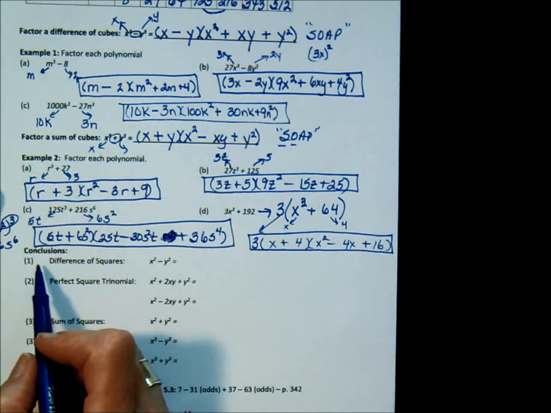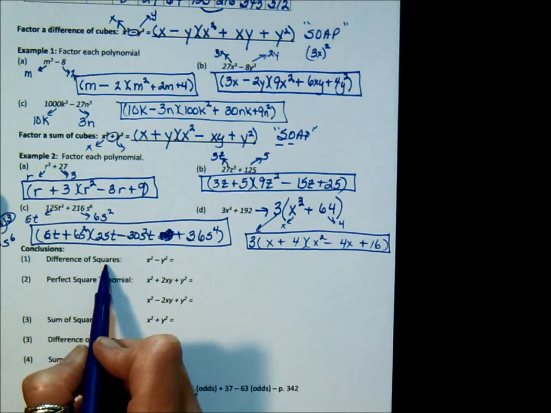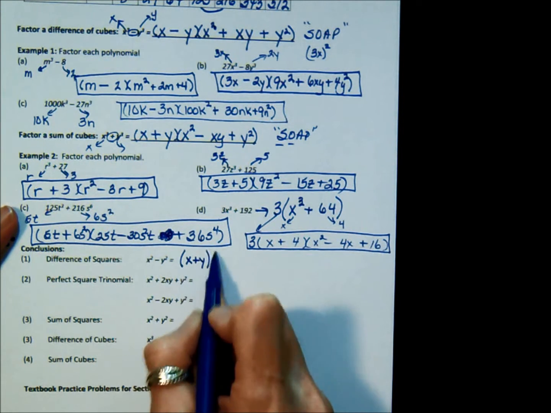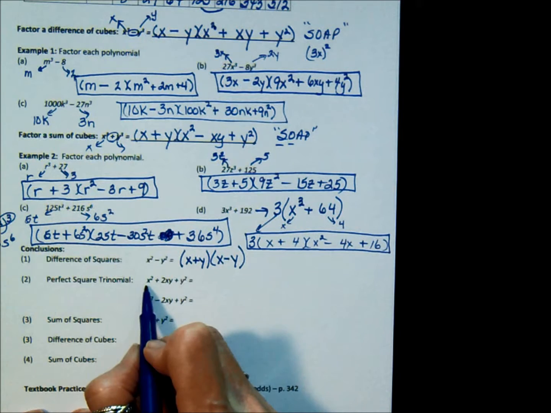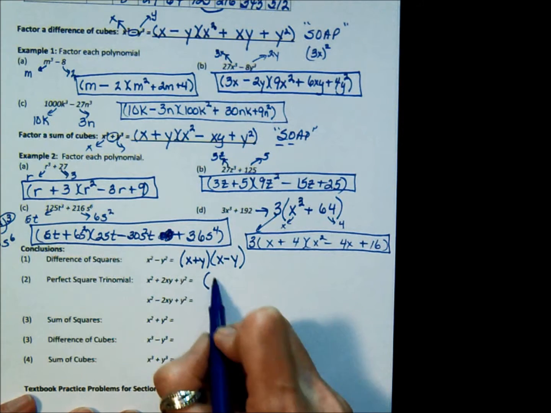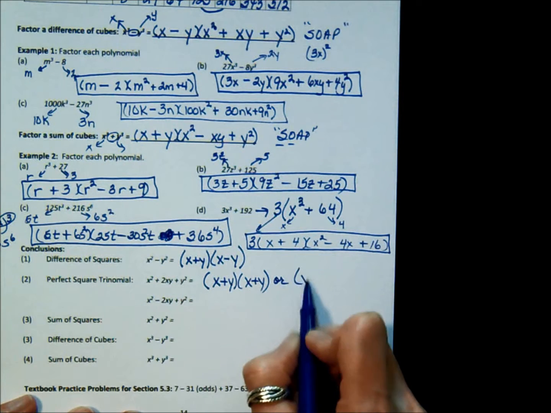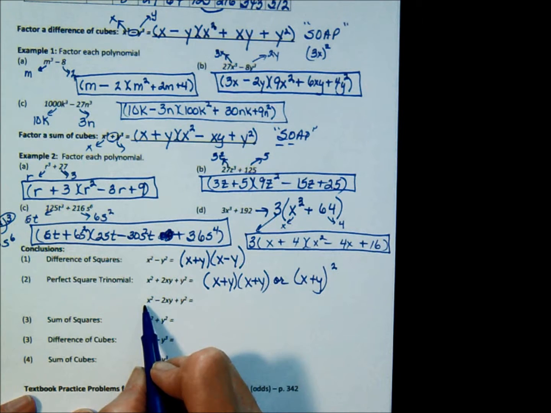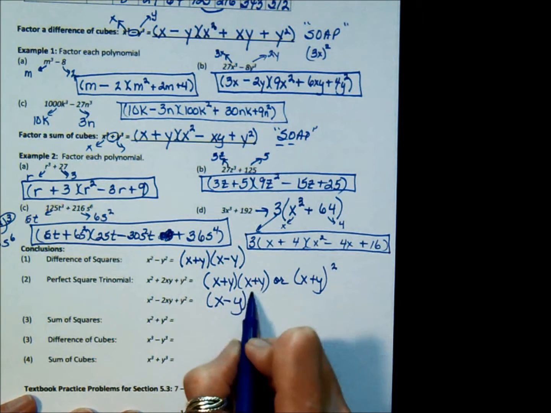So let's summarize some conclusions down here at the bottom of your notes. If you have difference of two squares, x squared minus y squared, it will always be x plus y, x minus y. If you have a perfect squared trinomial, x squared plus 2xy plus y squared, that means x plus y times x plus y, or x plus y squared. Same thing with a perfect squared trinomial of x squared minus 2xy. That's going to be x minus y squared.